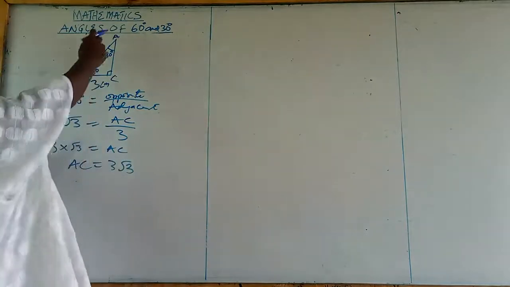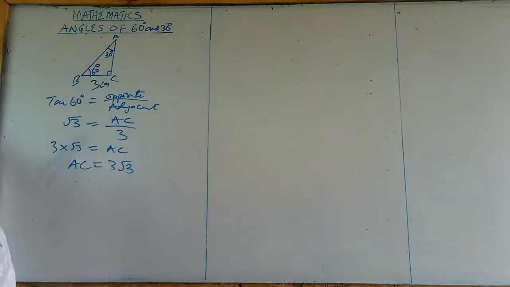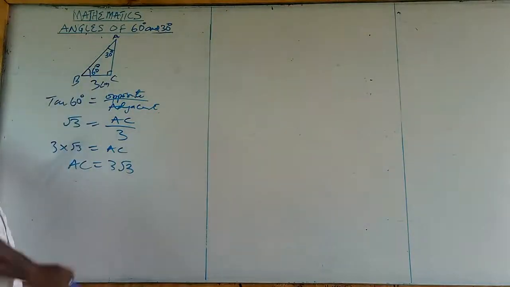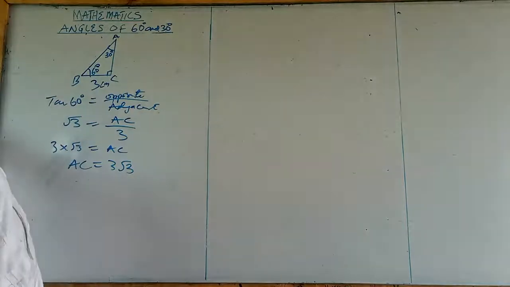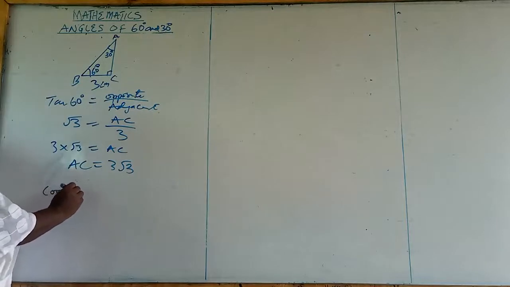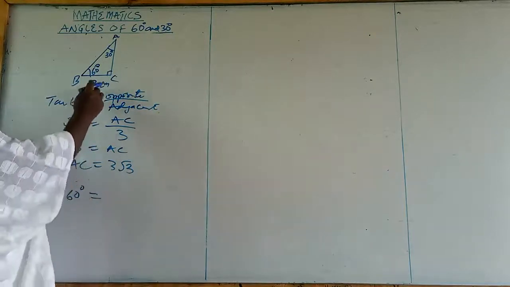So that will be for AB. Now I will find AB. This is the one that is the adjacent, so I will use cosine. Cosine 60 is equal to adjacent over hypotenuse.